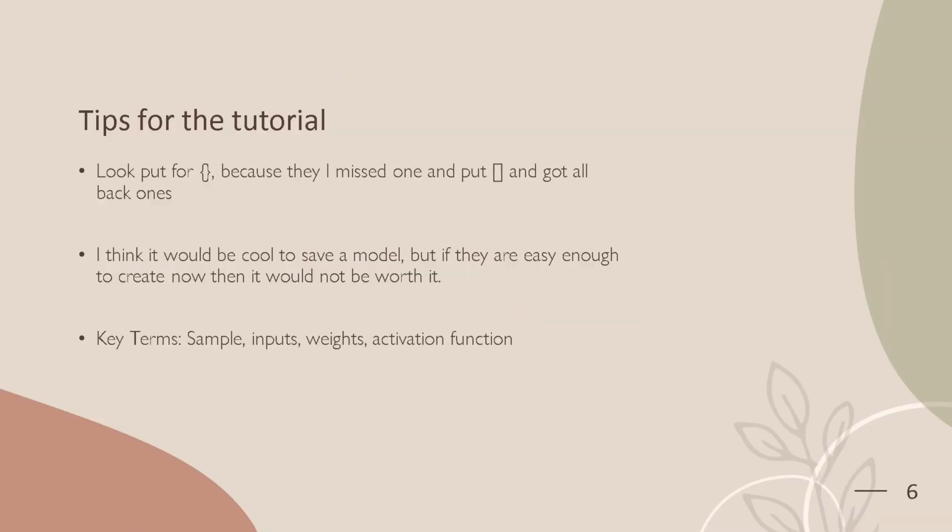Perceptron. Here are some tips for the tutorial that would have helped me. Look out for the curly brackets, because I missed one when I was normalizing the data and I put square brackets and I got back all ones, and that did not help me understand anything, and it took a long time to fix. I think it would be cool to save models, but they're easy enough to create, so he showed us how to do it, but he didn't really give us any examples of it. And then some key terms to really listen for are sample, input weights, and activation function. We'll just be using them a lot in the future.